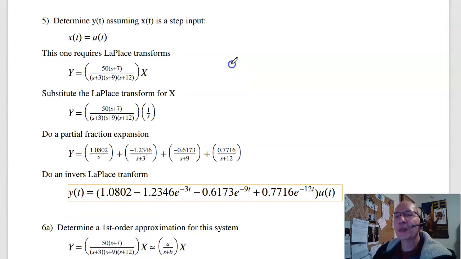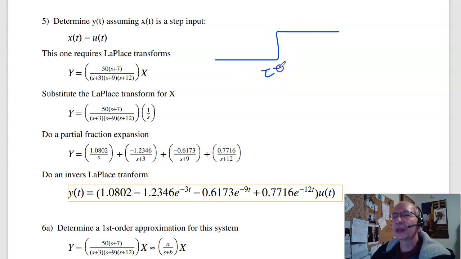If my input is 0 for time less than 0, and then kicks on at t equals 0, that's the Laplace transform problem. In this case, I take the Laplace transform of x, which is just 1 over s. Here's my transfer function. Multiply the two together, I get y. So there's y in terms of s. To find y in terms of t, I need to take the inverse Laplace transform.